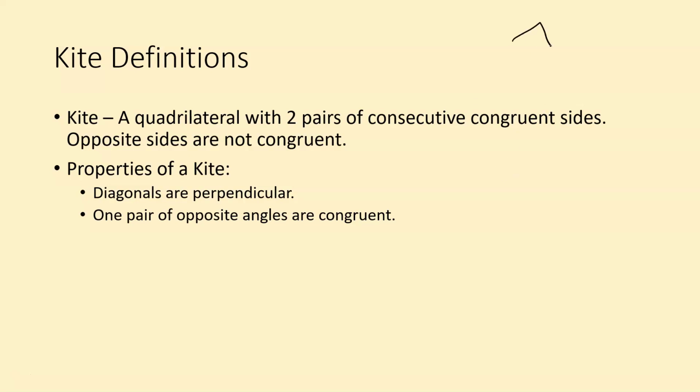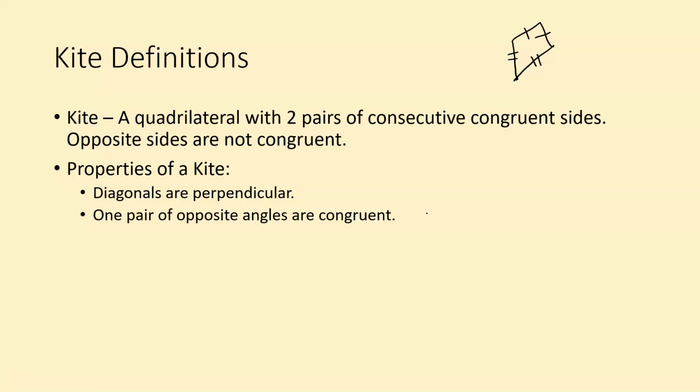If you know what a kite looks like in real life, like the kind that you fly around, it should help you visualize this. So these two consecutive sides are congruent. These two consecutive sides are congruent. Opposite sides are not congruent. So this side is not congruent to that side. That is why they have different markings. So that's what it looks like.